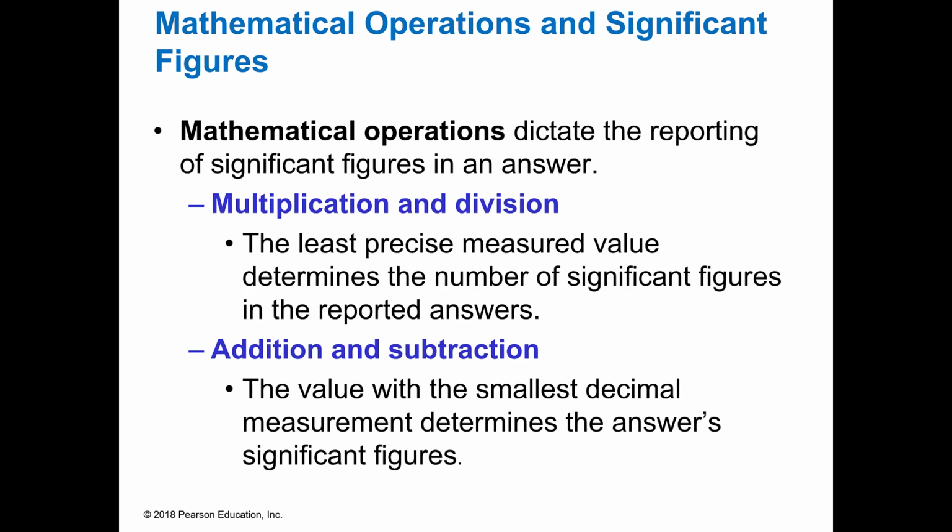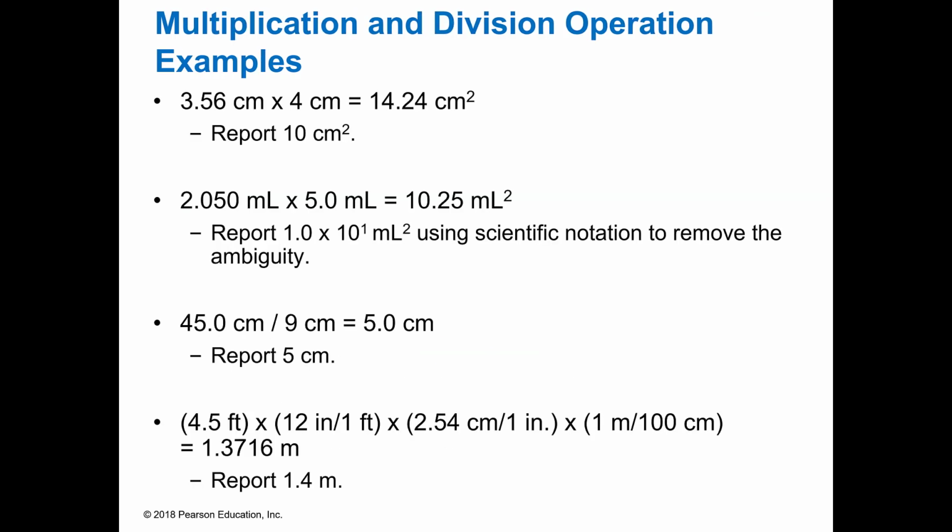So when we perform mathematical operations, such as multiplying, dividing, adding, and subtracting, we can only be as precise as our least precise measurement. So our answer can only have the number of significant figures of our least number of significant figures. What I mean is, if I have 2 numbers, one has 2 significant figures, one has 3, and I'm adding them together, my answer can only have 2. Okay? All right, so there are different rules depending on if I'm multiplying, dividing, or if I'm adding and subtracting.